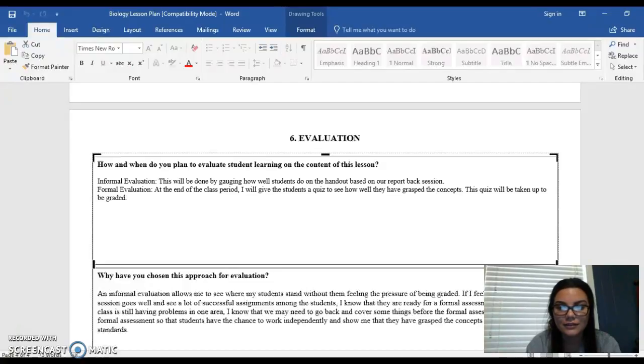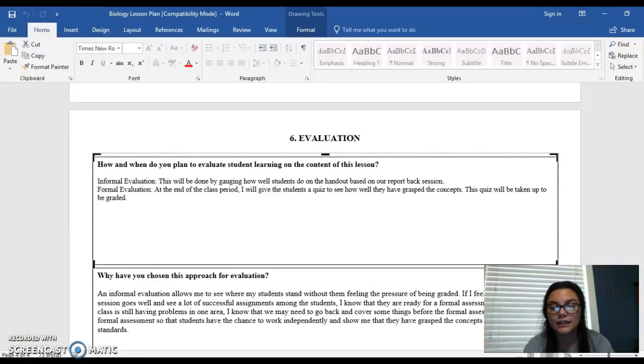Okay, evaluation. How and when do I plan to evaluate student learning? First, an informal evaluation, and this is just done by me gauging how well the students do on the handout based on our report back session. So just kind of seeing where the students are at. The formal evaluation is done at the end of the class period to see if they grasp the concepts, and then the quiz will be taken up for a grade.